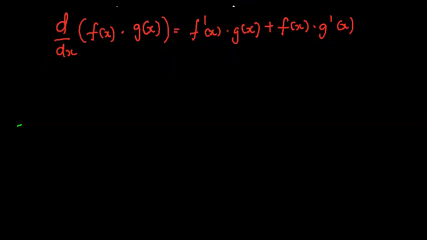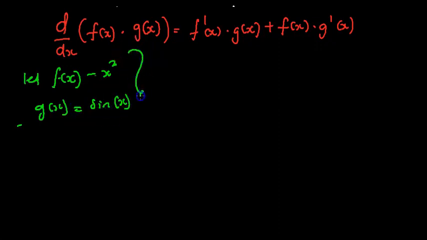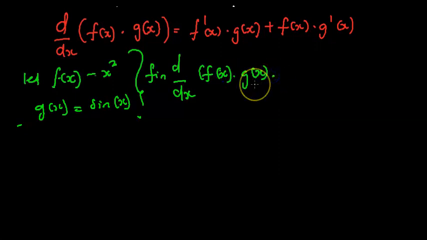Let's say we're given this kind of problem that says let our f of x be equal to x to the power of 2. And we're also given g of x to be equal to sine of x. In this case, what we are asked to find is d over dx of f of x multiplied by g of x. How can we solve this problem?